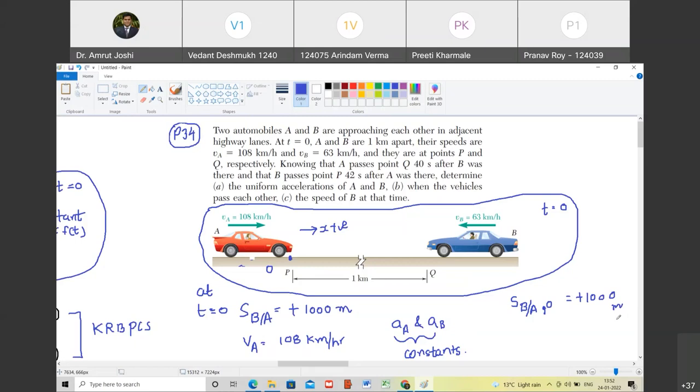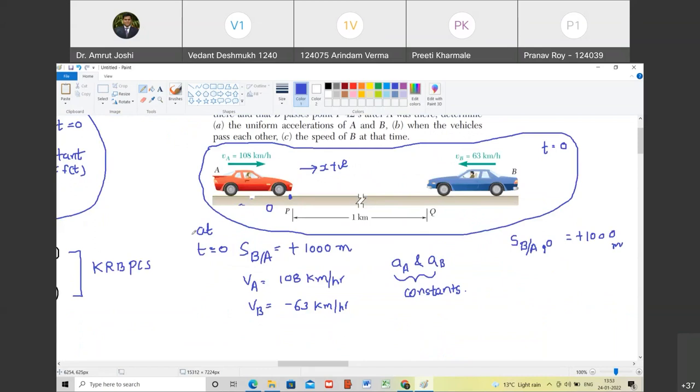Okay. Now, at that very instant of time, what is the velocity of A? It is 108 kilometer per hour. It is towards the positive x direction. So it is going to be positive, whereas VB at that time is negative. Do you agree with me? Yes, sir. So VA at time t equal to 0 is equal to 108 kmph. Are you with me? Yes, sir. And VB at time t equal to 0 is minus 63 kmph.